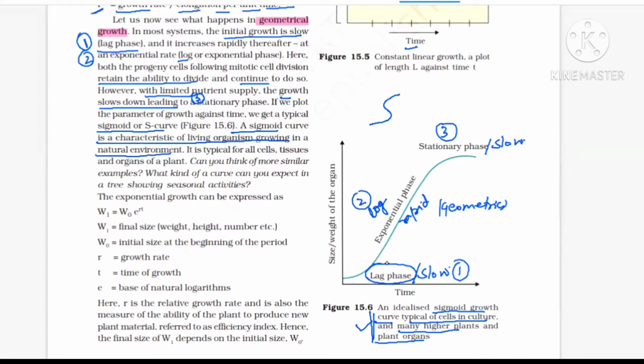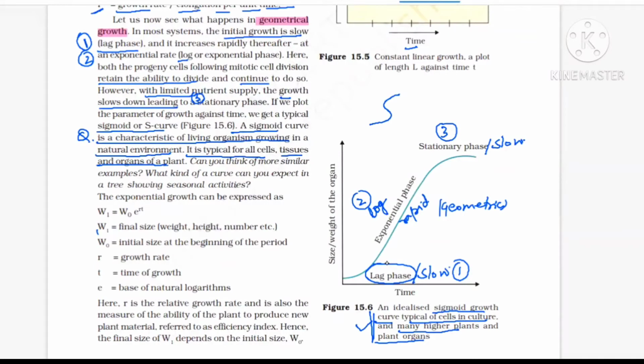Again, this is an important question area. Which type of growth is seen in the organisms which are growing in the natural environment? Your answer will be geometric growth, or you can say which curve. If they ask you, then your answer will be sigmoid or S curve. It is typical for all cells, tissues and organs of a plant. Is it clear? Now, the formula for this is W1 = W0 e^(rt).